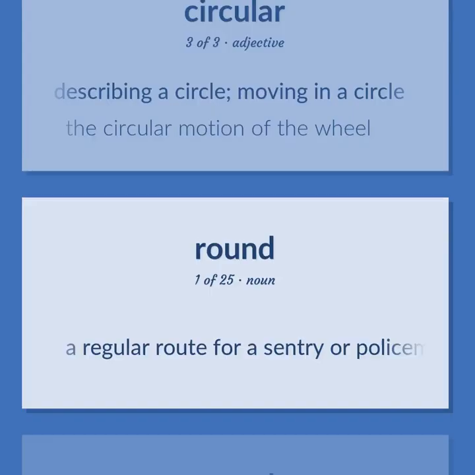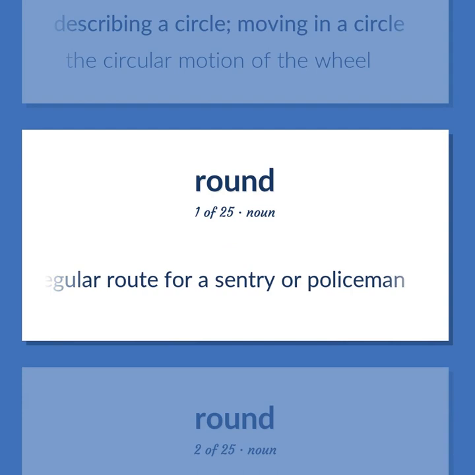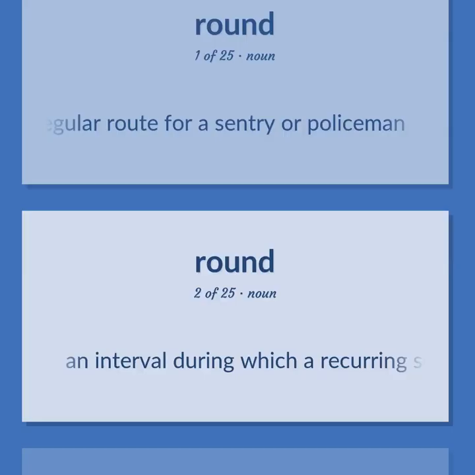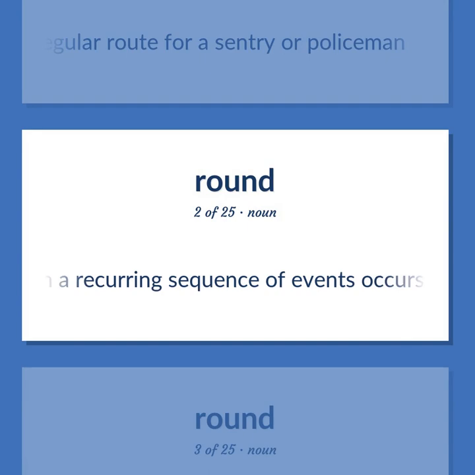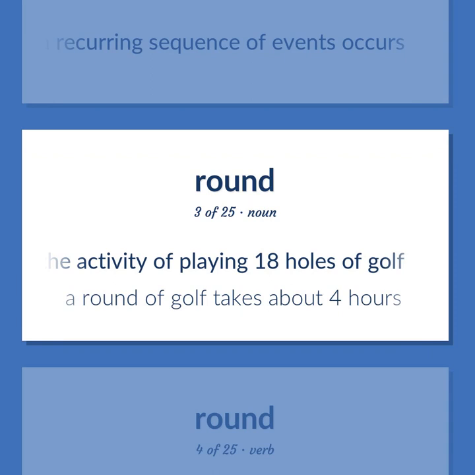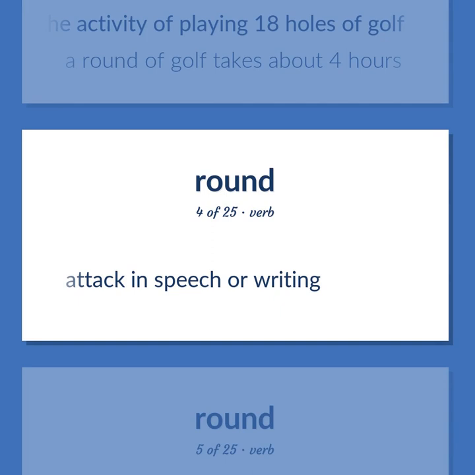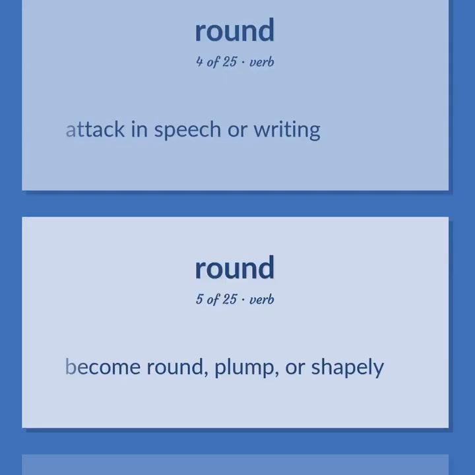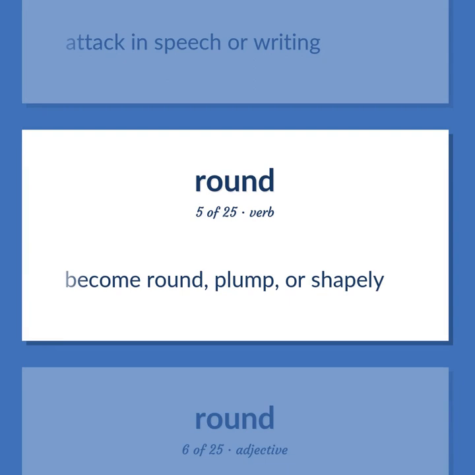A regular route for a sentry or policeman. An interval during which a recurring sequence of events occurs. The activity of playing 18 holes of golf. A round of golf takes about 4 hours. Attack in speech or writing. Become round, plump, or shapely.